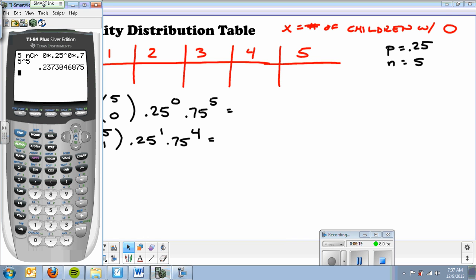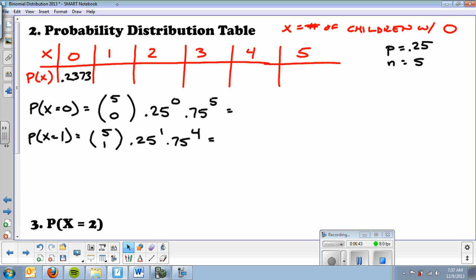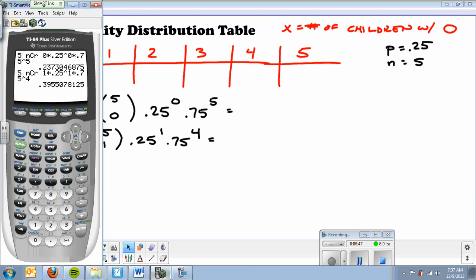So I typed that in my calculator. Now, I like to use the second enter trick, and then I just go back and change these numbers. 0.25 to the first, 0.75 to the fourth, hit enter, and there I have the next one, 0.3955. So that's the probability that one child has type O blood, 0.3955.